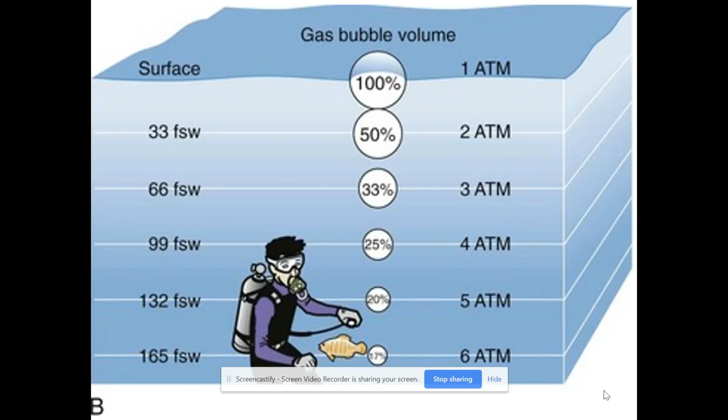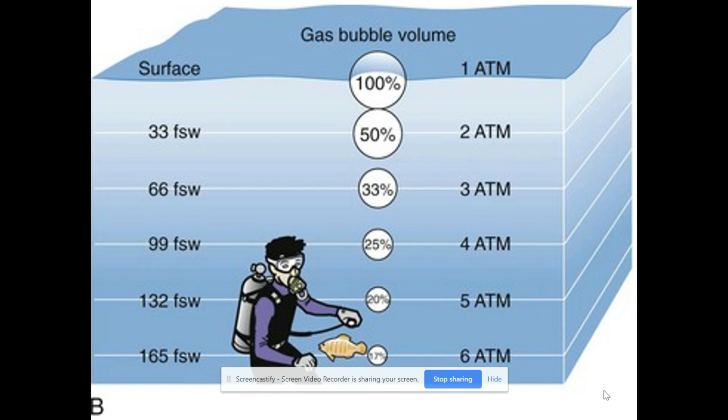That means that a bubble of air is very, very tiny at great depths. At 6 atmospheres, it's a tiny, tiny bubble. And this person at 6 atmospheres is breathing that air. Well, if those gases are allowed to expand as this person rises forward, look what happens.